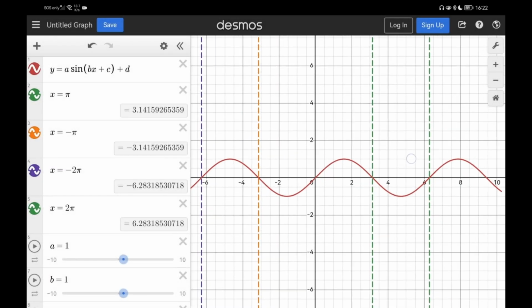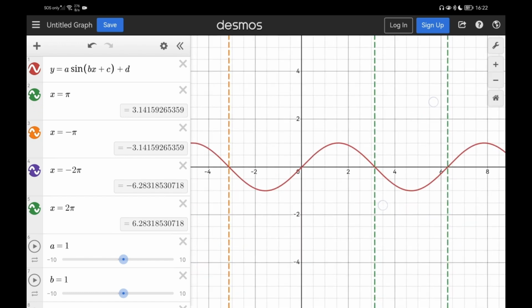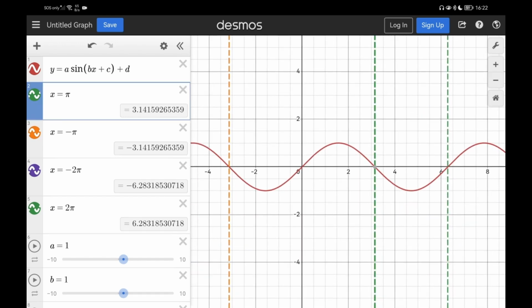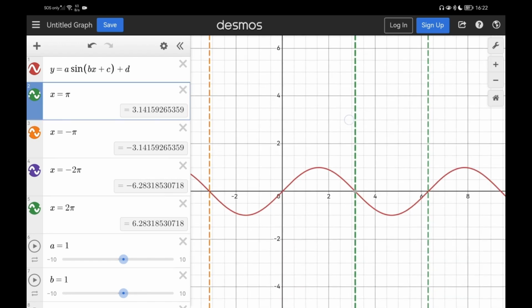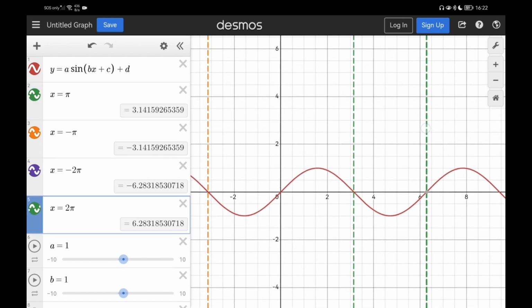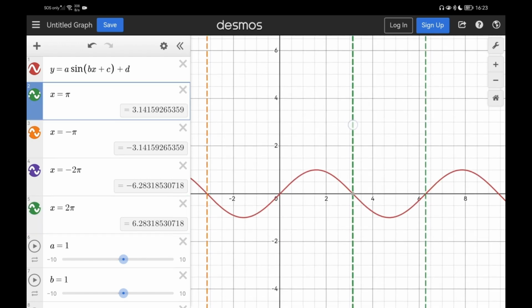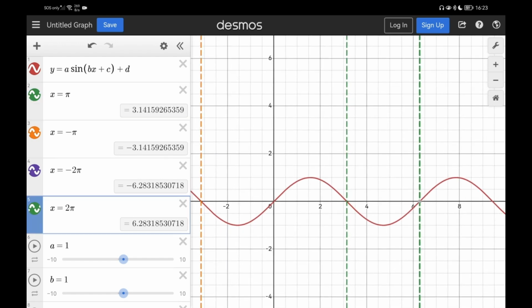Alright, so here is the visualization of the transformation of a sine graph via Desmos. Okay, so as you can see, the green dashed line over here represents pi, and this is 2 pi. Okay, and this is for your understanding.